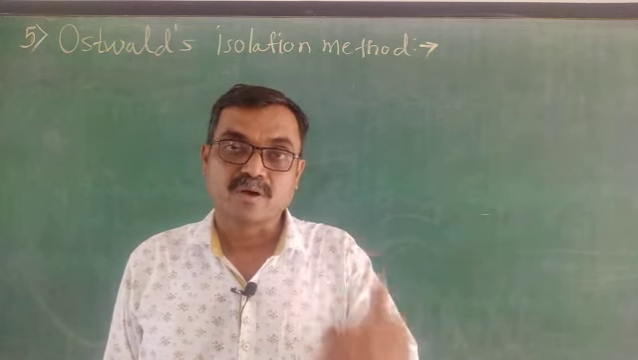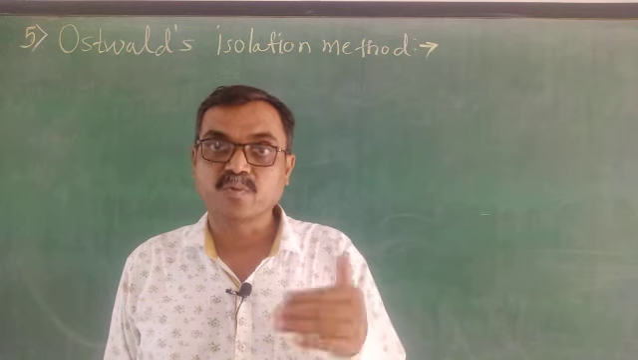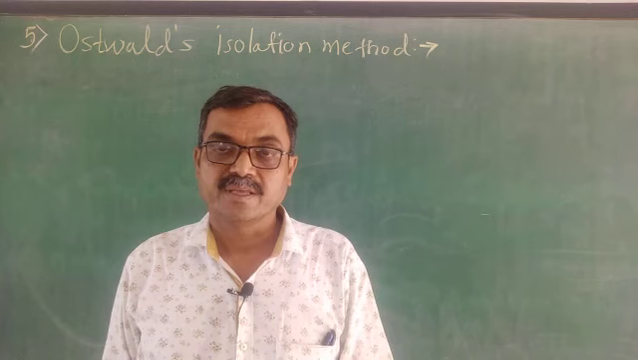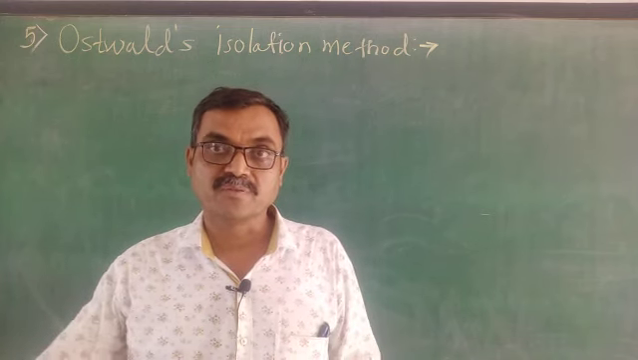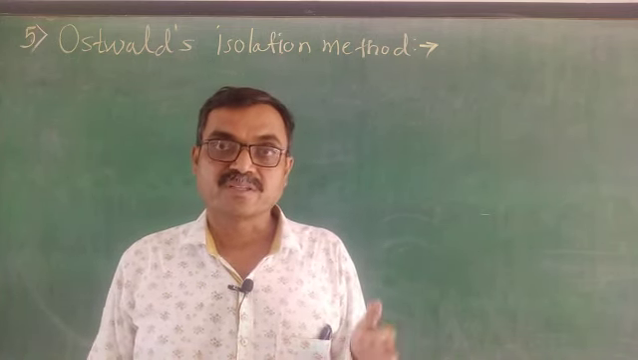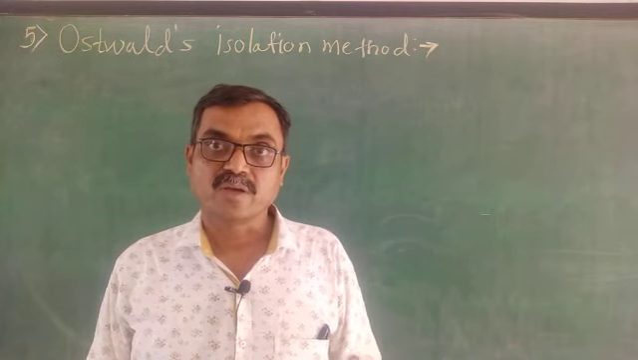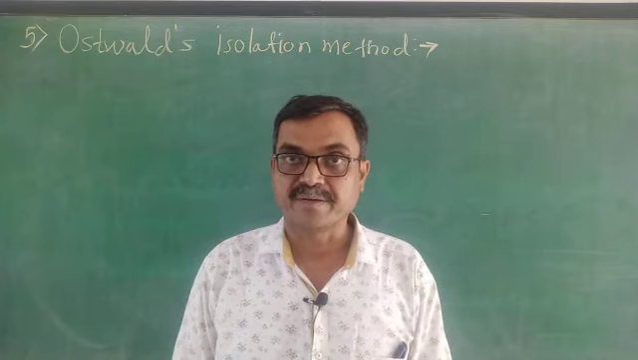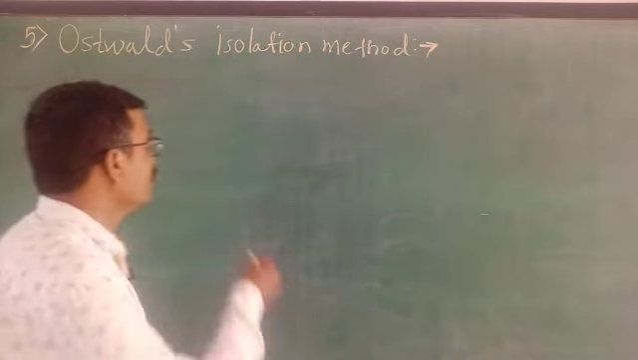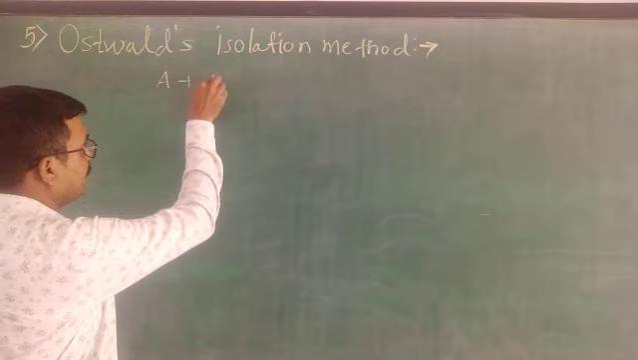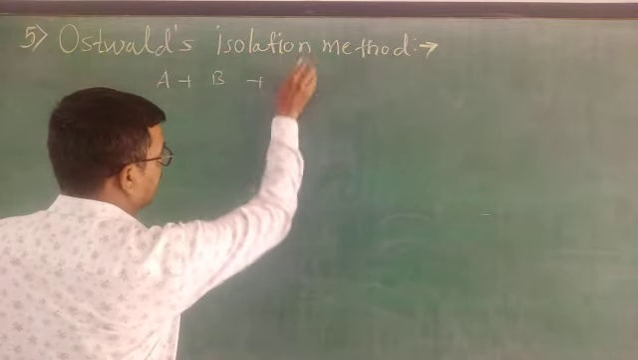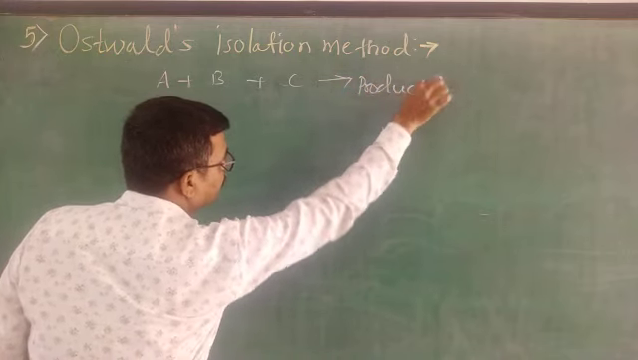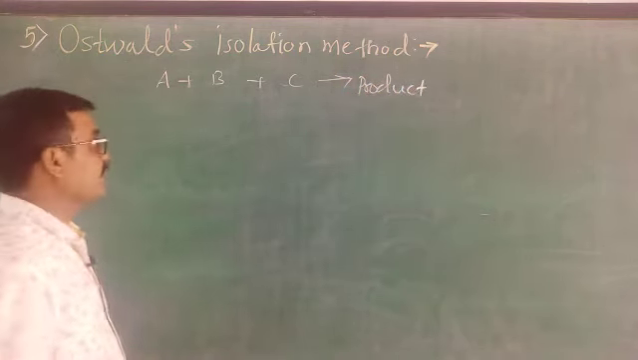How is the order of such a reaction in which more than one reactant is present calculated? If more than 1, 2, 3, 4 reactants are there, and for such a reaction we have to calculate the order, then this Ostwald's isolation method is very important. Suppose we have reactants A, B, C. These reactants react to give the product, and we have to find out the order of such a reaction.